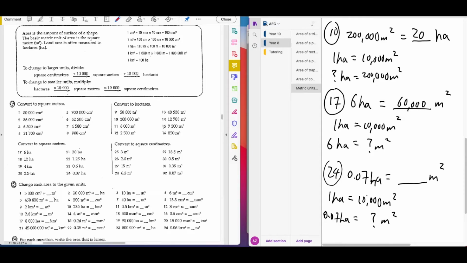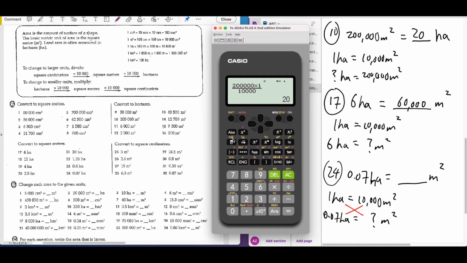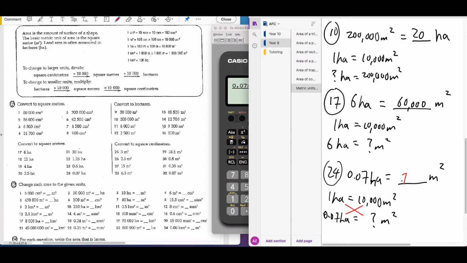All right, so like I said before, you can just use the cross multiplication method. You can just do 0.07 times 10,000 and then divide it by 1, right? So just type that into your calculator. So then 0.07 times 10,000 divided by 1, right? In this case, 700. So your answer is 700. All right, so that should be pretty easy, right?